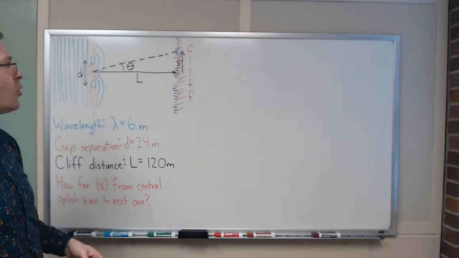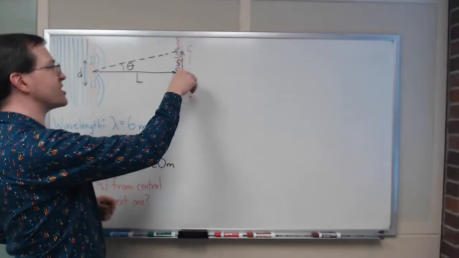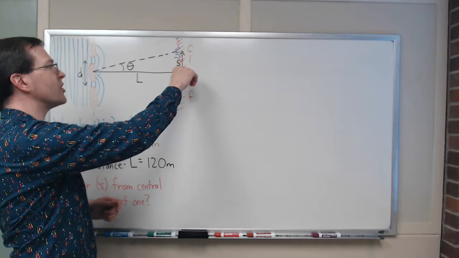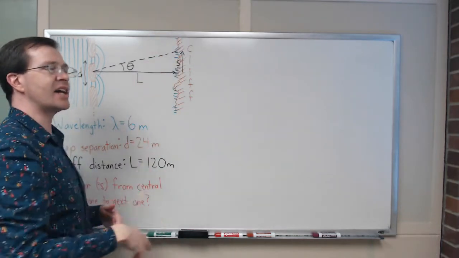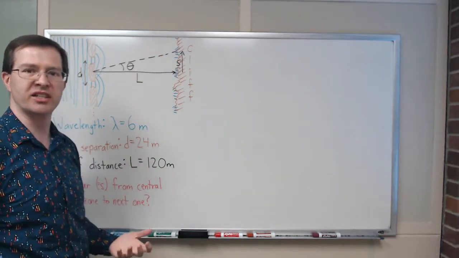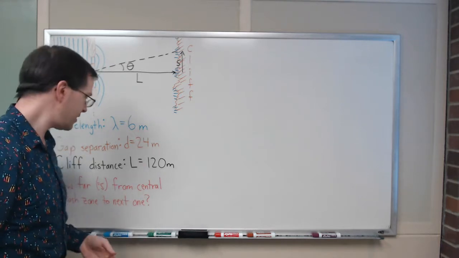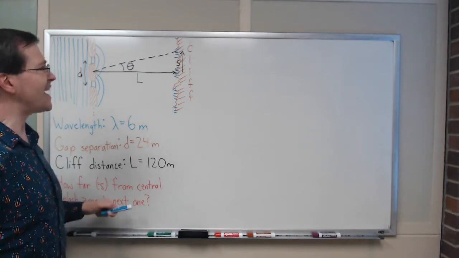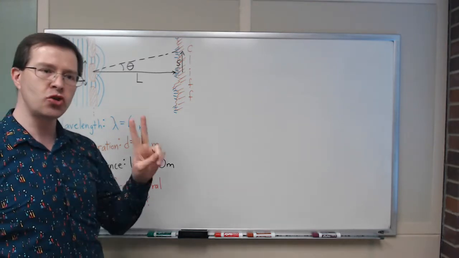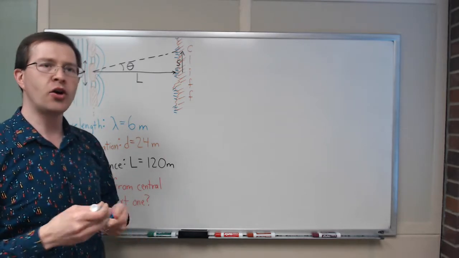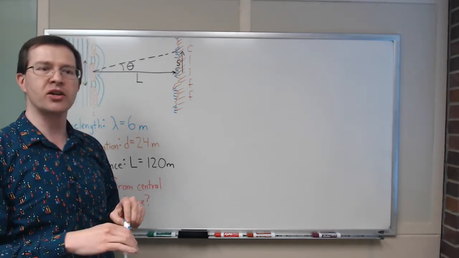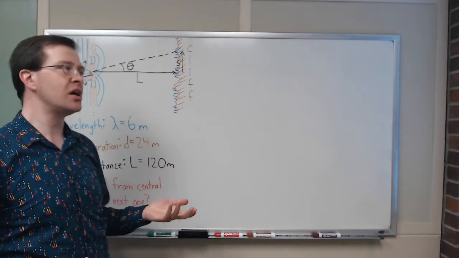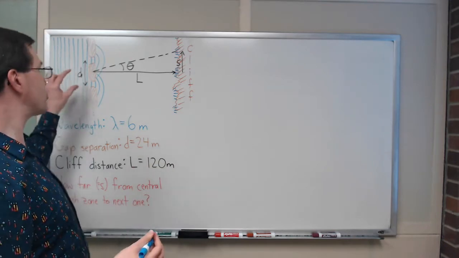In particular, I want to know if I'm standing at the top of the cliff above the central splashing point, right in a straight line away from there, how far along the cliff do I need to walk to get to the next point where I'll see significant splashing, the next point of constructive interference? All right, so that's my goal in this problem. To answer this, we're going to need two things. The first one, hopefully you've seen a derivation of this somewhere because I'm not going to try to derive it for you. The first thing is the equation for angles of constructive interference in a two-source problem.